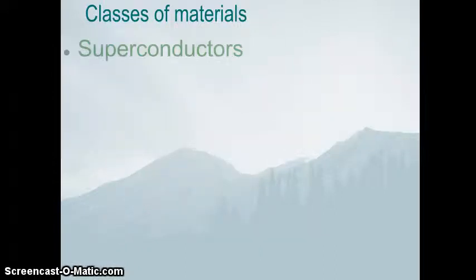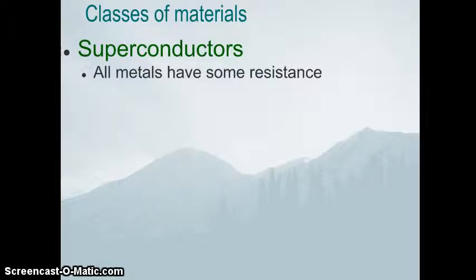And our last class of material we want to talk about here are what are known as superconductors. Okay, so we had insulators, which don't conduct electricity at all. We have metals or conductors, which conduct electricity all the time. We have semiconductors, which conduct electricity when we want them to, and then we have superconductors that conduct electricity but have no resistance.